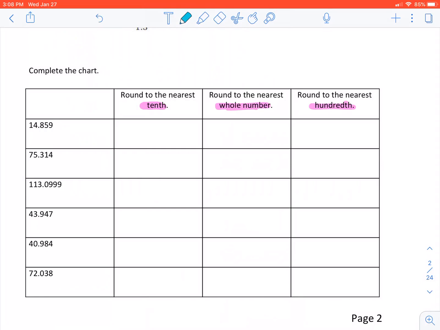So for the first one, I'm going to write the work in the box for you. So 14.859. So I'm going to underline the number in the tenth. The 5 is going to tell the 8, 5 or above, give it a shove, to go up. So it would be 14.9.